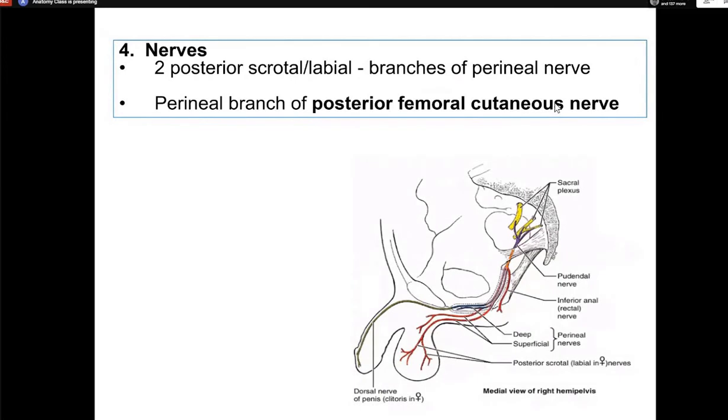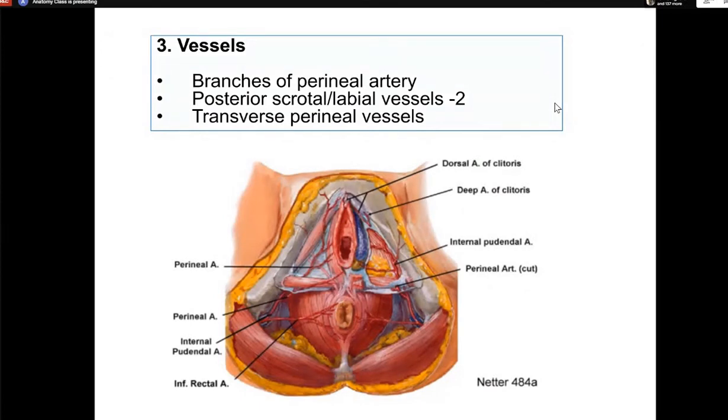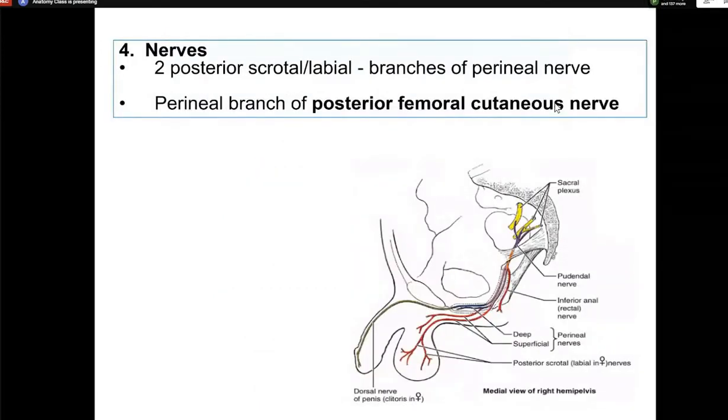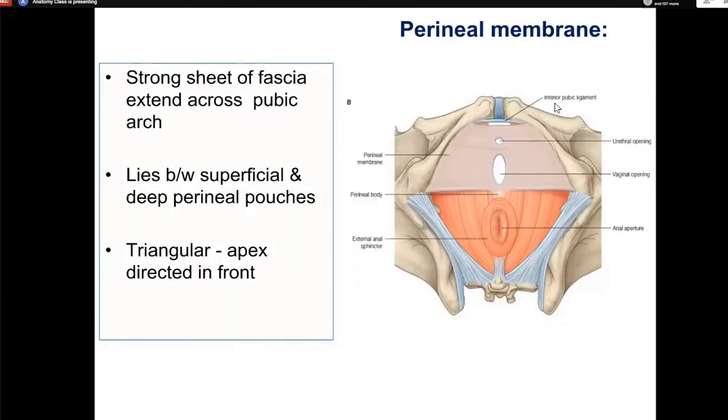Now the muscles covering those erectile tissues: ischiocavernosus, bulbospongiosus, and another one which is not covering the erectile tissue, that is the superficial transverse perineal muscle. These are also the muscles present in the superficial perineal pouch. Now in the vessels, we have the branch of the perineal artery. Then in the nerves, we have the branch of the perineal nerve, that is the posterior scrotal or labial nerve. Remember, this must be contained in the superficial perineal pouch, and that will be enough for you. Is it clear?